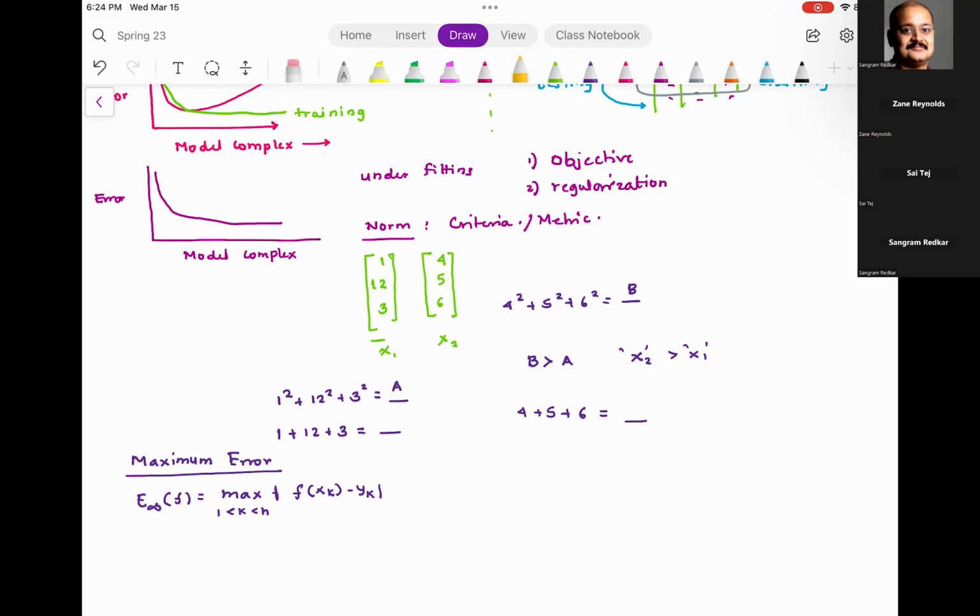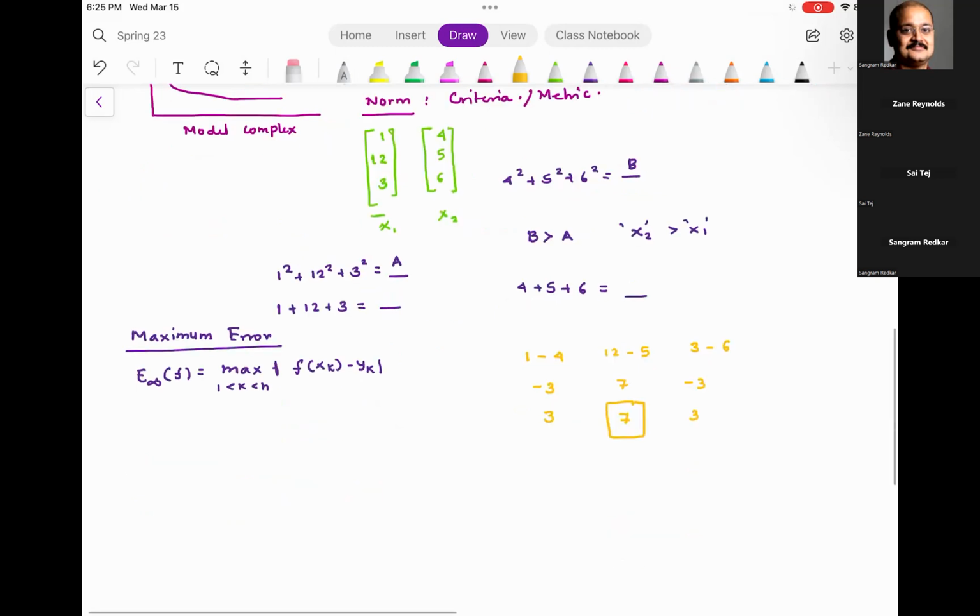So let's try to identify this maximum error norm. I'm going to do 1 minus 4, 12 minus 5, 3 minus 6. This value is going to be minus 3, this value is going to be 12 minus 5, 7, and this is going to be minus 3. I'm going to take the absolute values 3, 7, 3, and the maximum error norm is 7. So this is the maximum error norm.